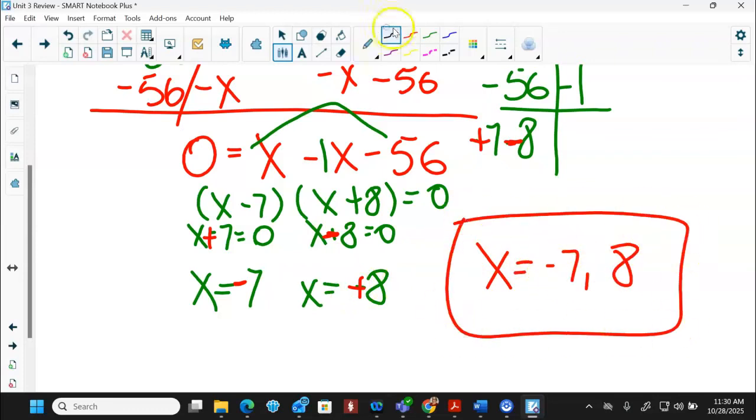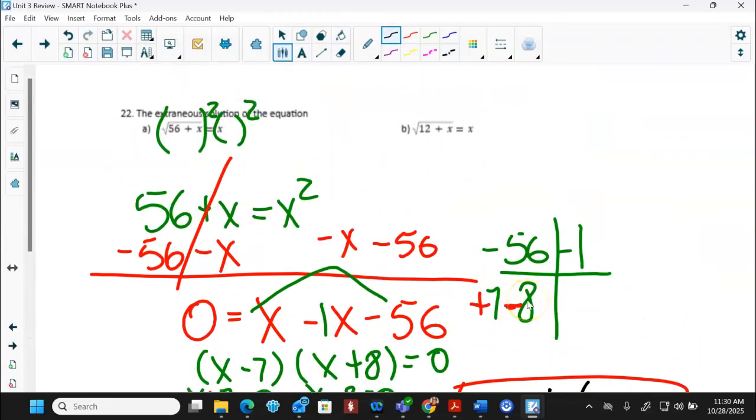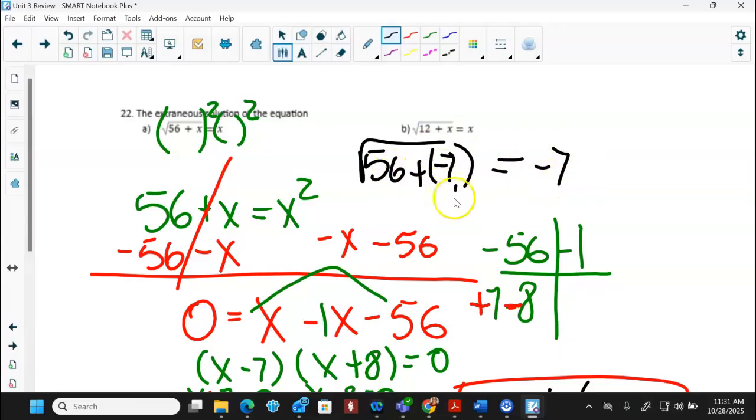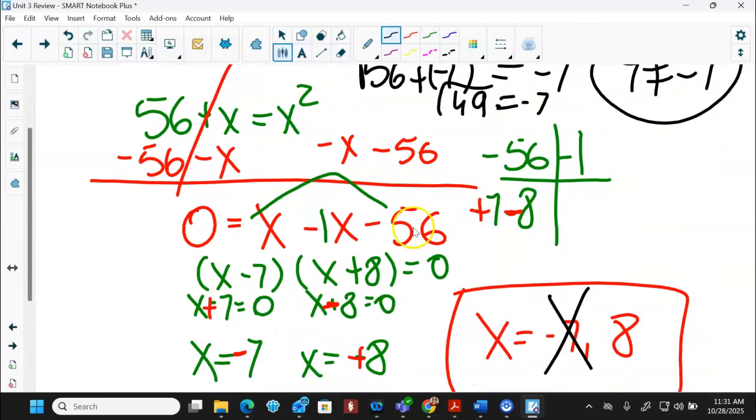Okay. Now it's saying 8 is the only solution, so -7 will not work. How can I check that -7 does not work? I can plug it back in. Square root of 56 plus -7 equals -7. So 56 plus -7 is 49, so 7 does not equal -7. Okay, that's why it does not work.